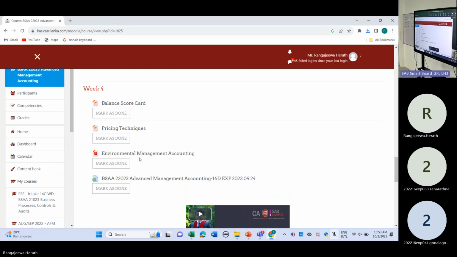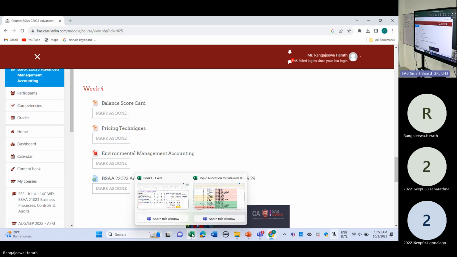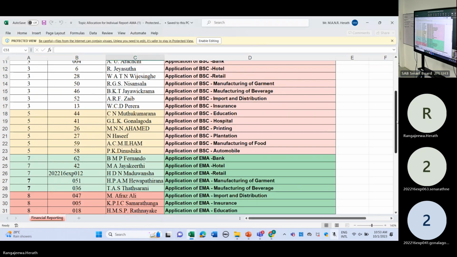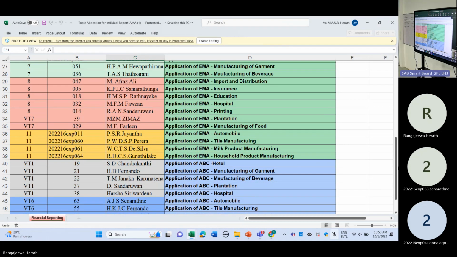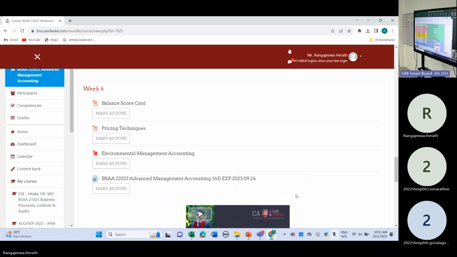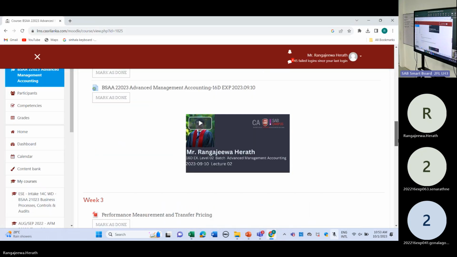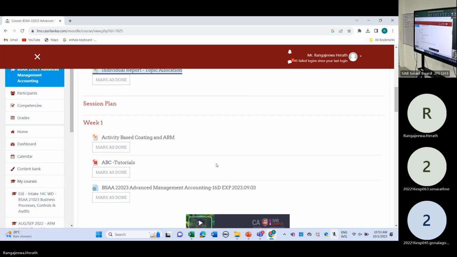That is for your reference, right? You should not limit yourself to what is in that material. You can search many materials from the internet and do your study appropriately. Both groups also have activity-based costing. I did not upload separate material because we have already discussed it, so you can use some guidance from there.